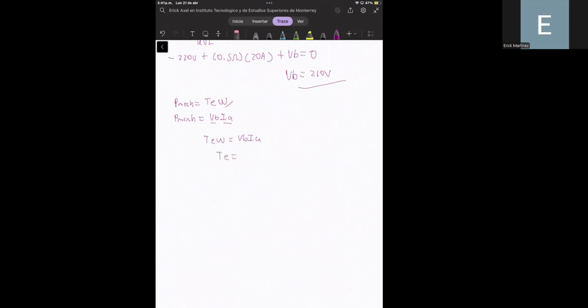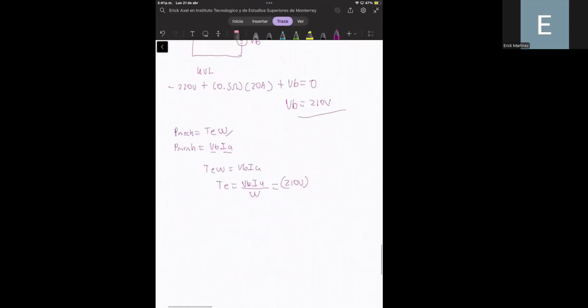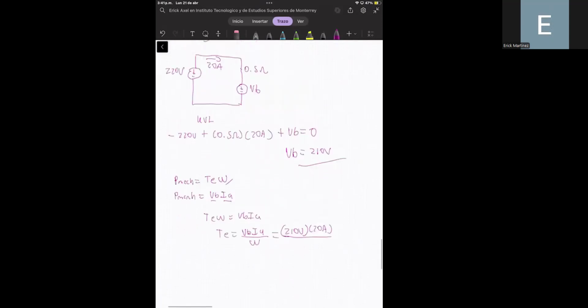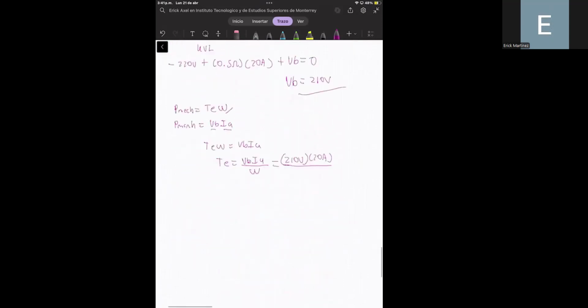So we have the back EMF voltage times the armature current, and this is divided by the speed of the motor. Remember that the speed of the motor needs to be expressed in radians over second. So we have the back EMF voltage that is 210 volts times the armature current that is 20 amperes. And this is divided by 80 radians over second. Okay.